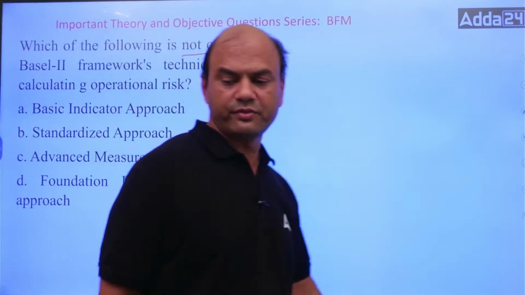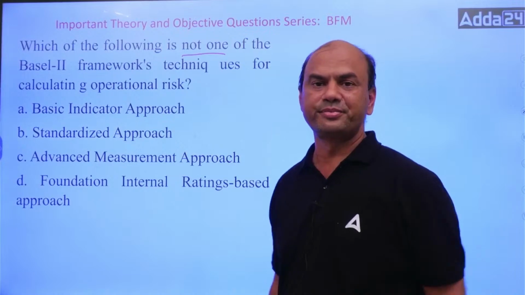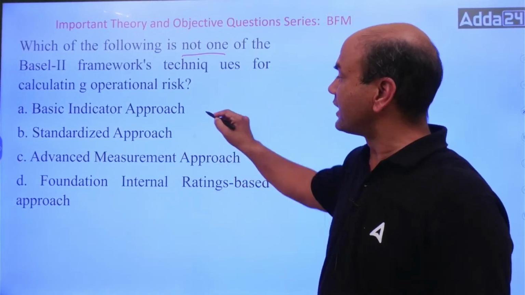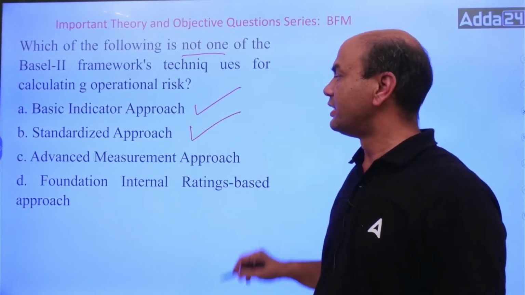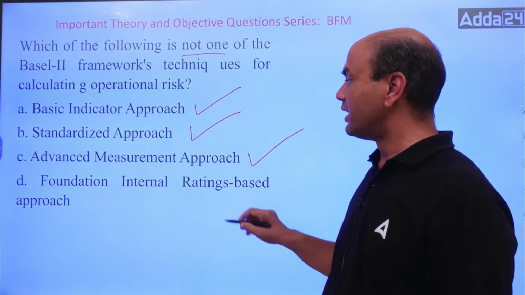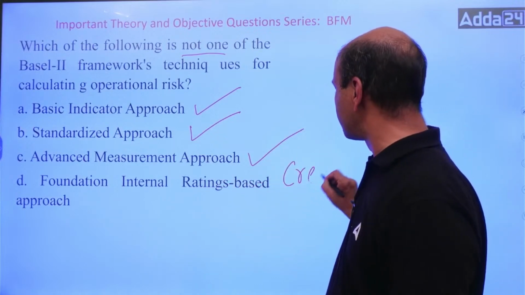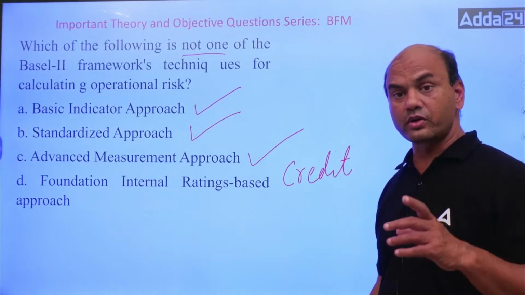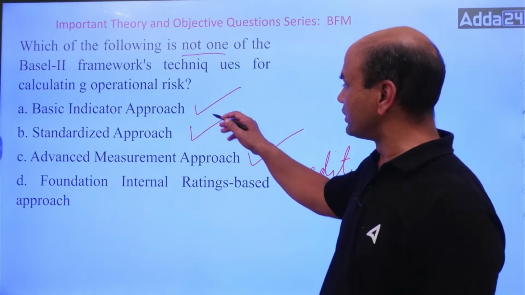Read it, everyone. Which of them is not the method of calculating operations risk? The basic indicator approach is there. Standardized approach is there. AMA is there. FIRB is not there. This is for credit risk. This is used for measuring credit risk, not for ops risk. Ops risk has only these three methods.